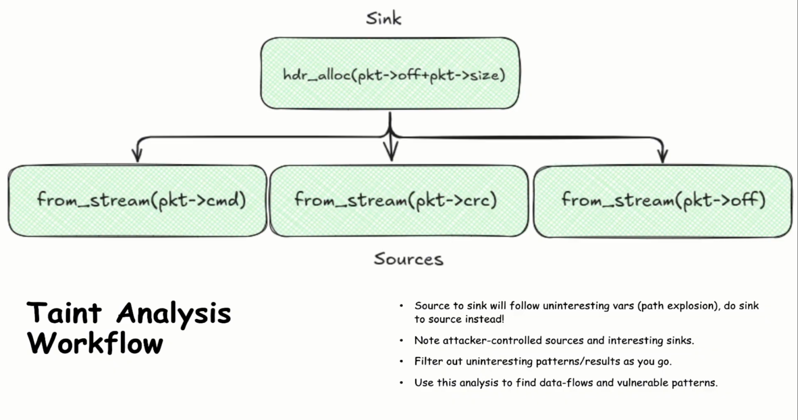Again, note attacker controlled sources and interesting sinks, and filter out uninteresting patterns and results as you go. None of the stuff I'm going to show you is automatic pwnage, right? You still have to do the work yourself, and you may have great sources and great sinks, but upon looking at it, you may find you're looking at this malloc call, and earlier on it was actually bounds checked, or there was a sanitizer up there that makes it unexploitable. So after you discover these patterns, you want to be sure to filter them out from future searches so that you don't continuously waste your time.